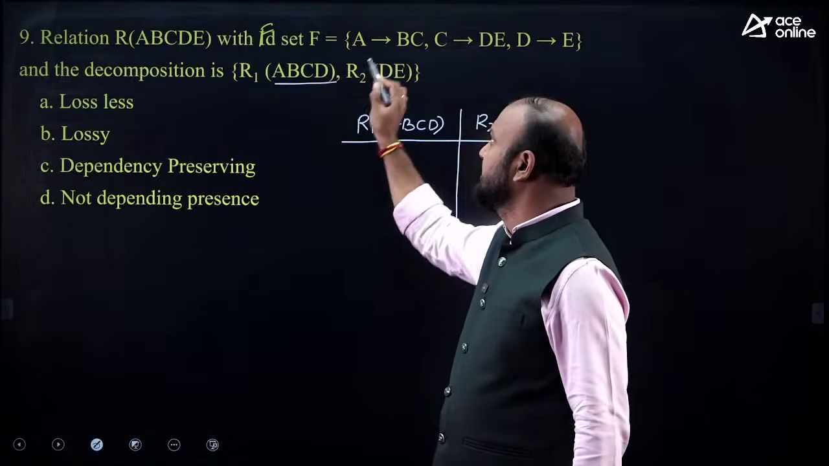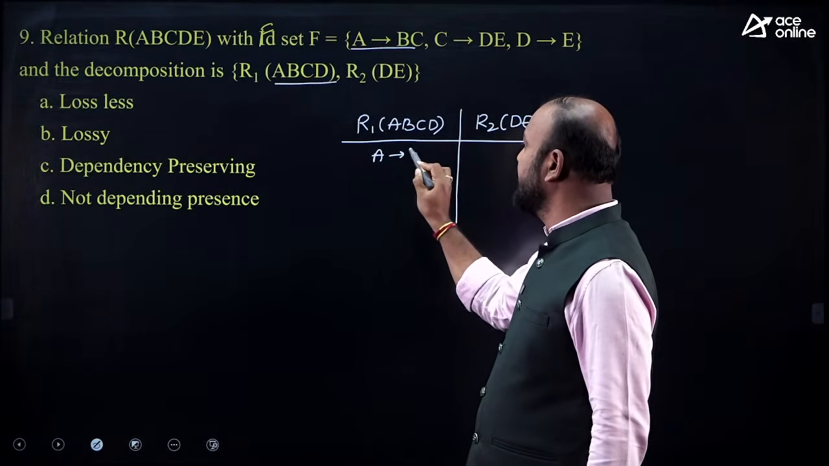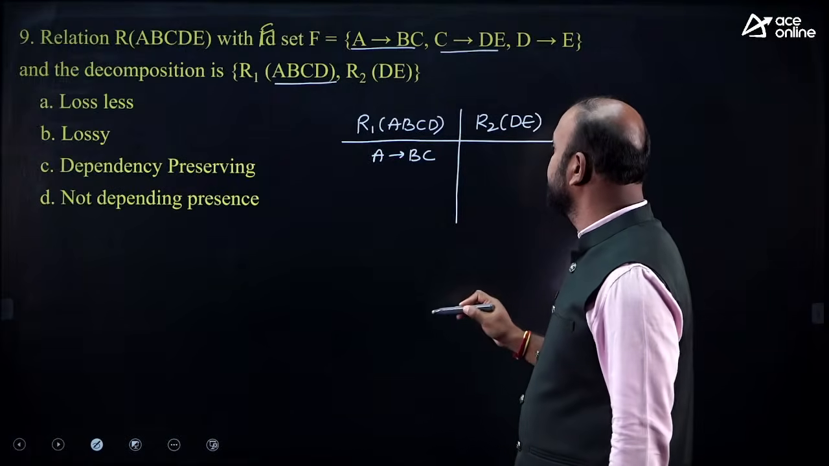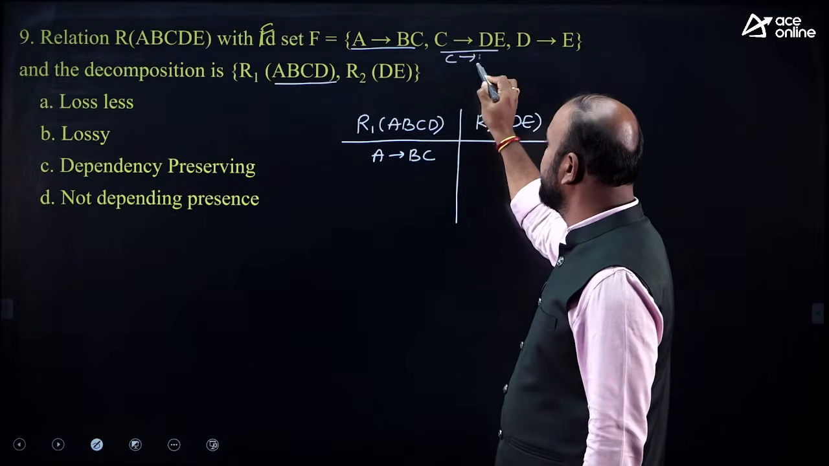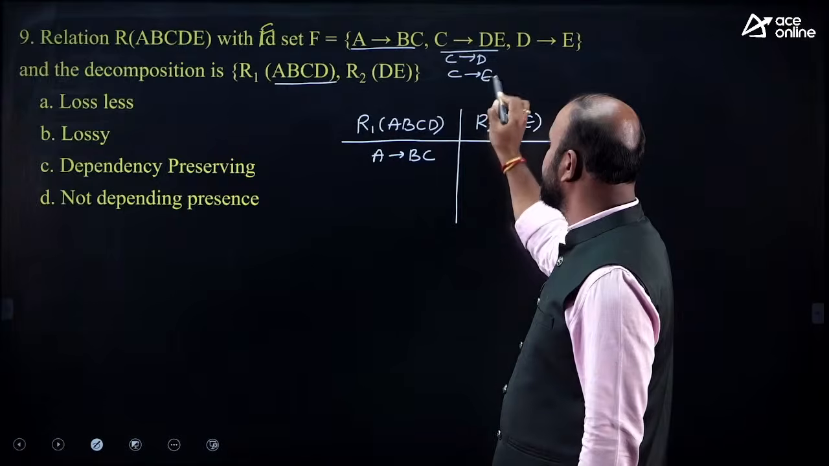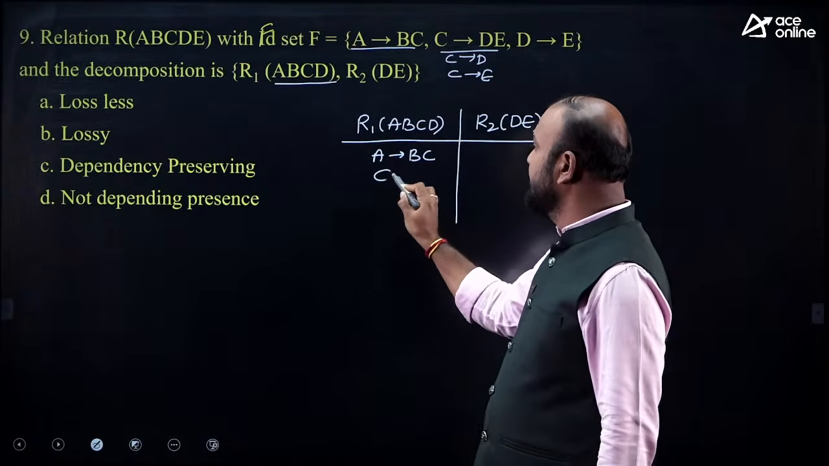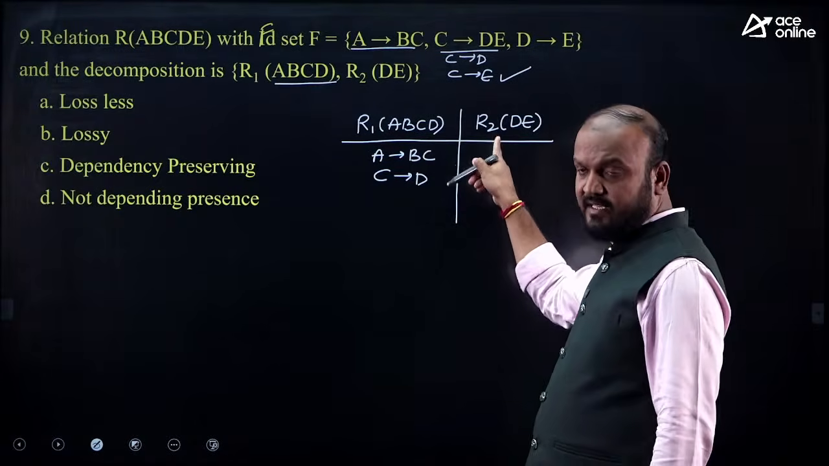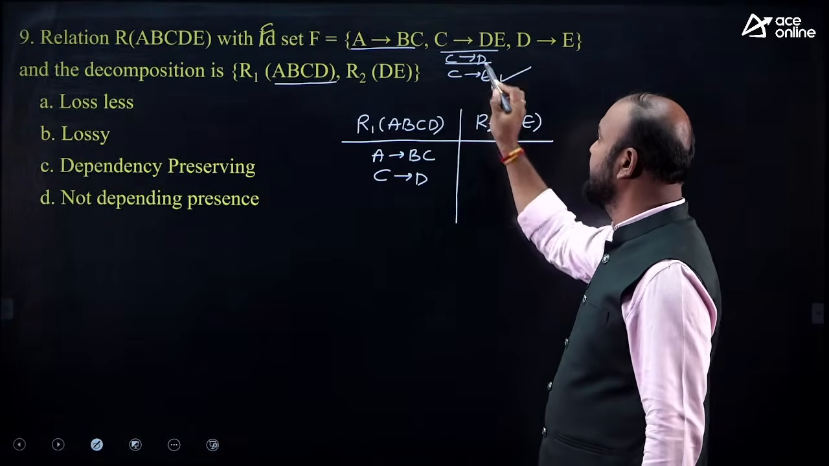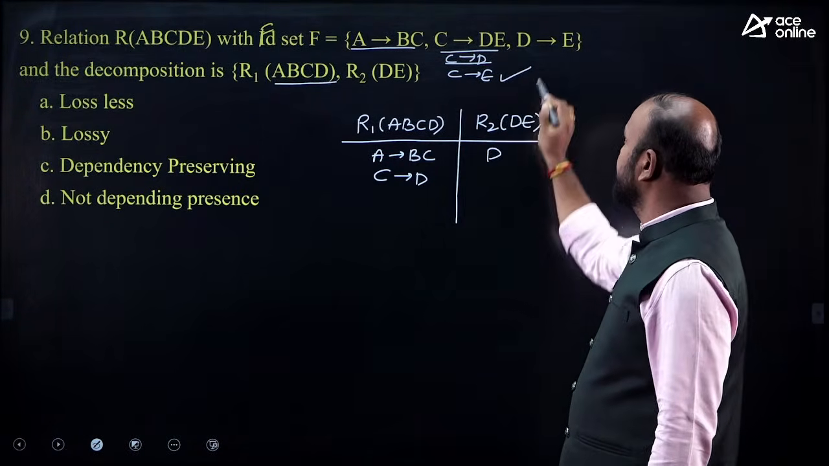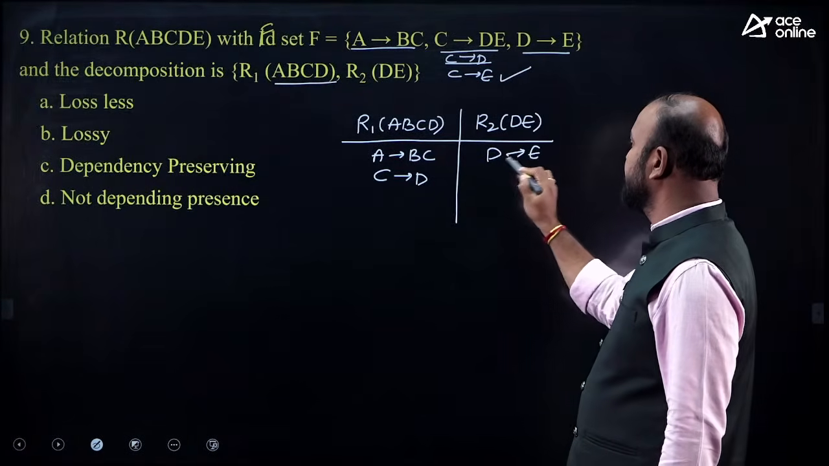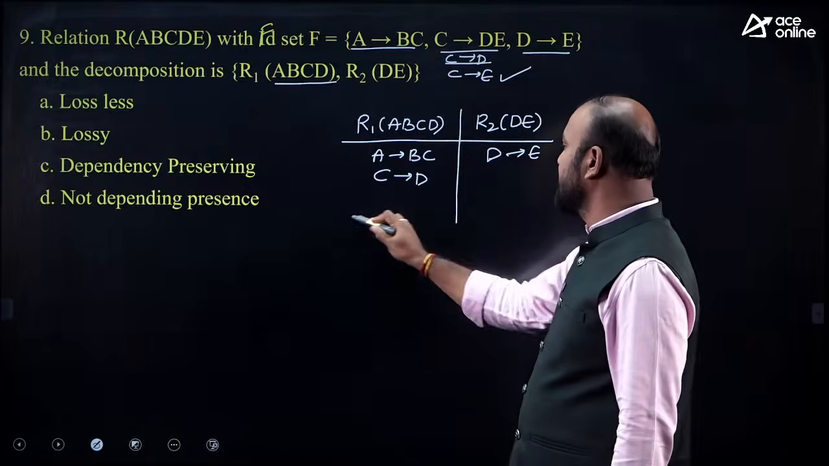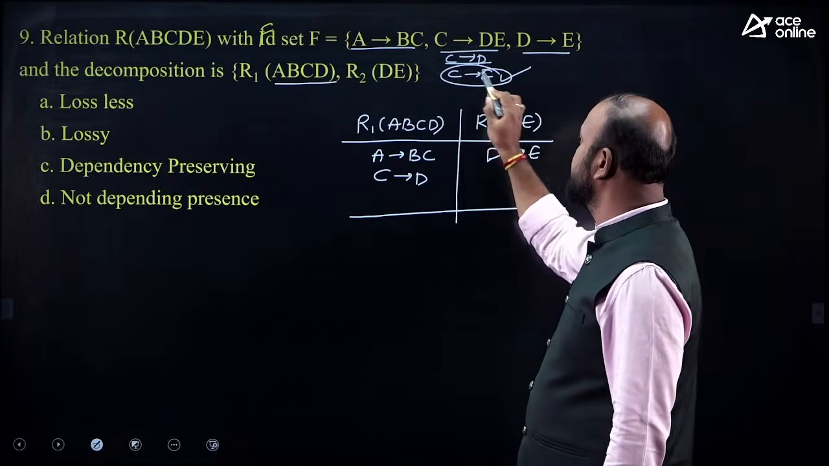A to B, you can add in R1 because both are there in R1. C to D, you can write it as C to D and C to E, just for easy clarity. C to D you can add in R1, but C to E has C here and E there, so this is to be verified. D to E, the third one, you can add in R2, right? What is not covered? C to E is not covered. We have to check this one.